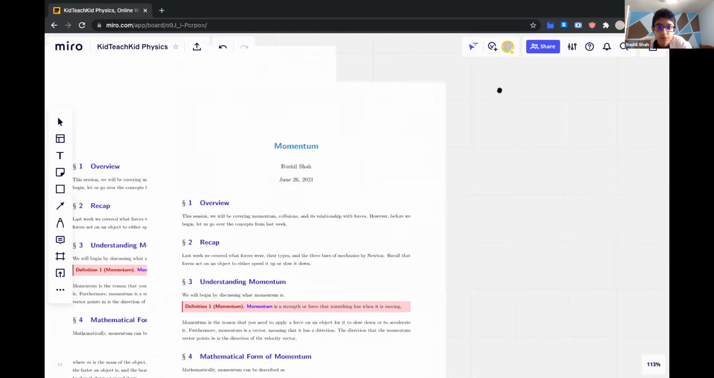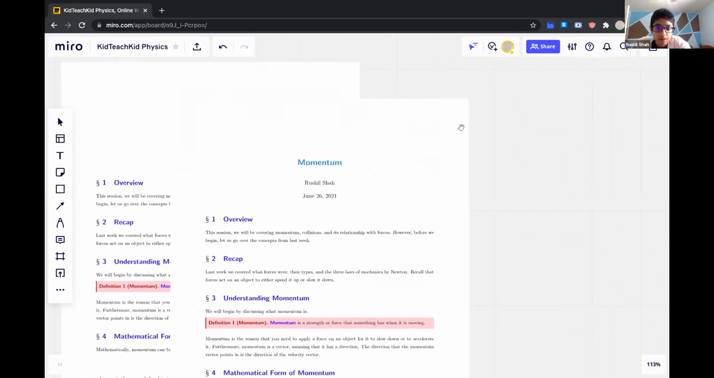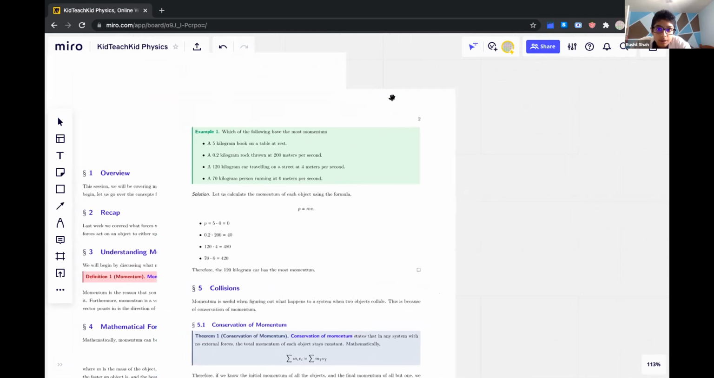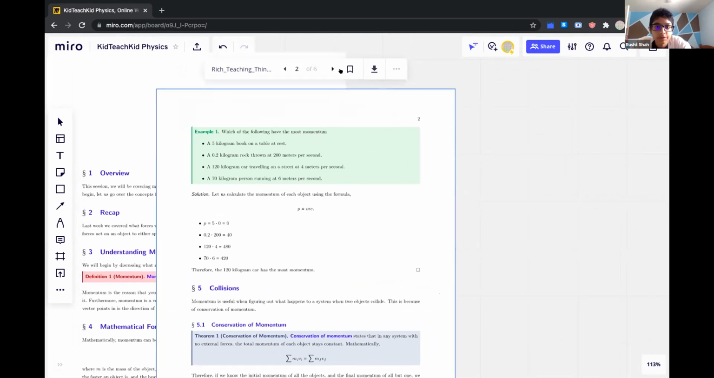Okay, so the next page. Okay, there it's loading now. Oh, I want to drag. Okay, sorry for the problem. Just trying to figure out why it's not working.